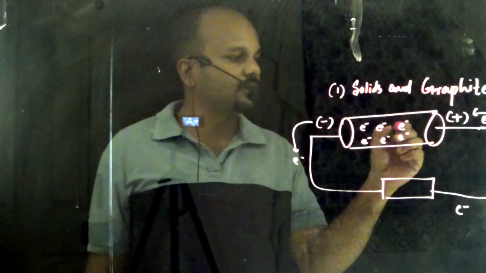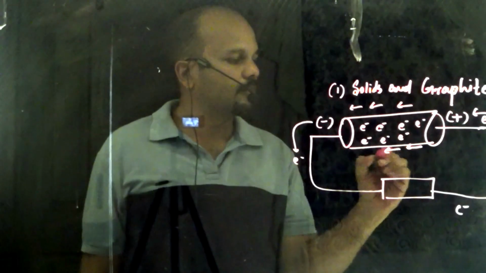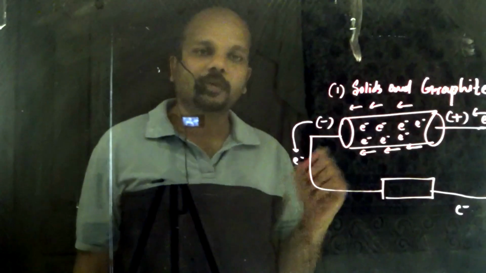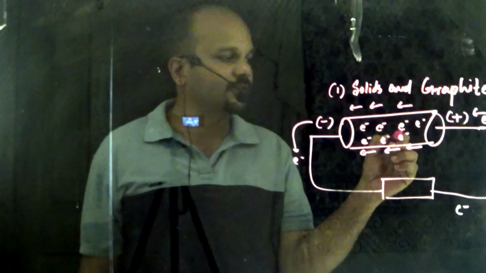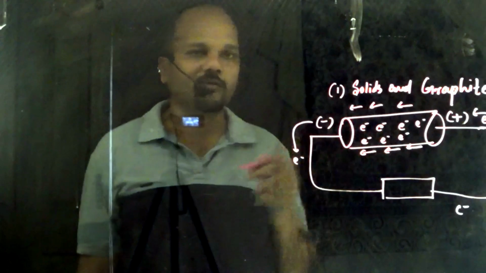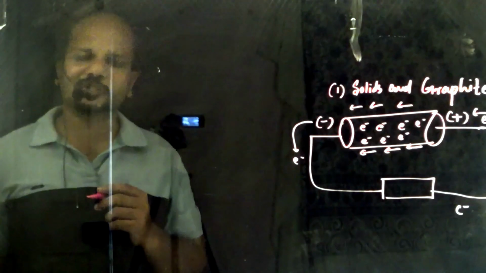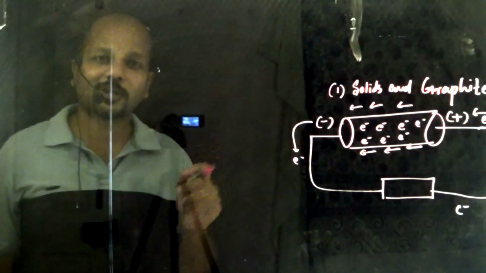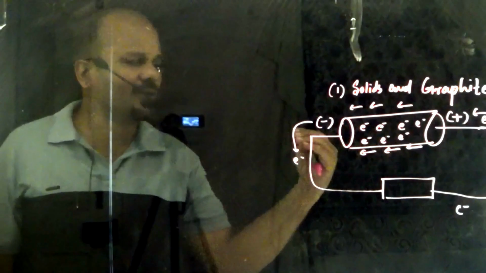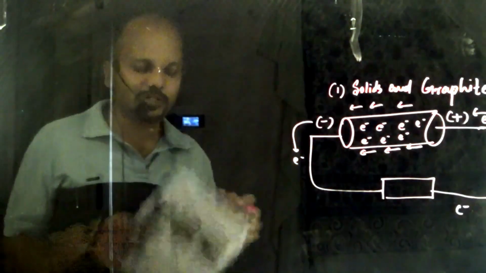When this electron flow comes in the metal, there will be a pool of electrons through the metal, and the flow of electrons will happen through the metal. The same is true with graphite. Graphite also contains a pool of electrons. When there is a potential difference, the electrons migrate from one end to the other.